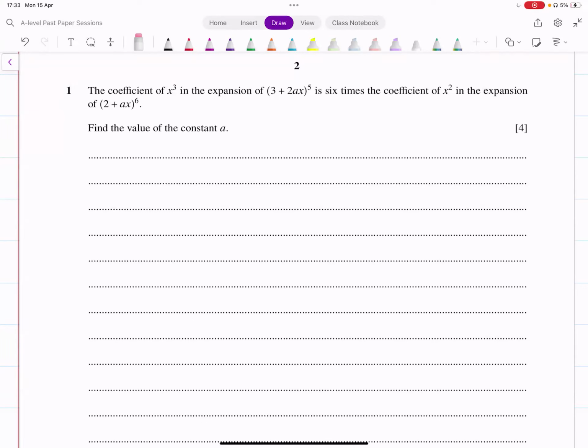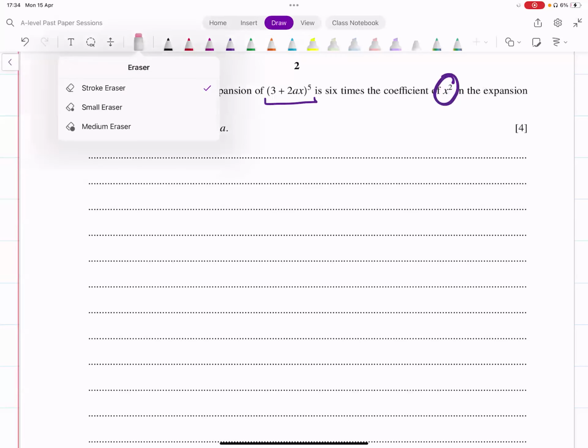Question number 1, it says the coefficient of x cubed in the expansion of (3 plus 2ax) whole raised to power 5 is 6 times the coefficient of x squared in the expansion of (2 plus ax) whole raised to power 6. We need to find the value of the constant a. Now, this is a binomial expansion question, right? So you have this expression and you have another expression, this. You are given that the coefficient of x cubed in the first expansion and the coefficient of x squared in the second expansion, they are somehow related. So what you have to do first is find those two coefficients. Okay, find those two coefficients.